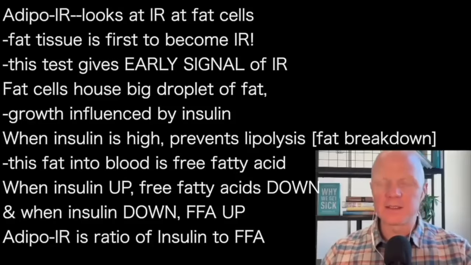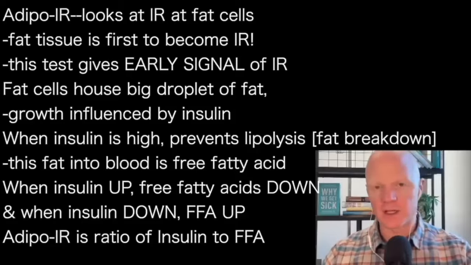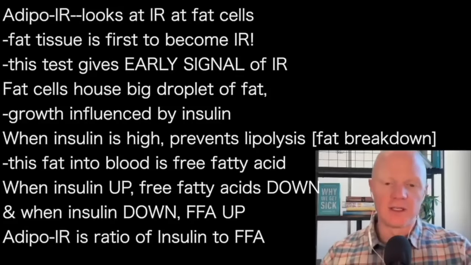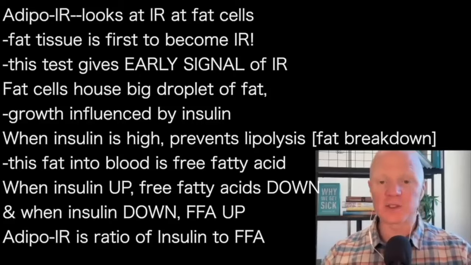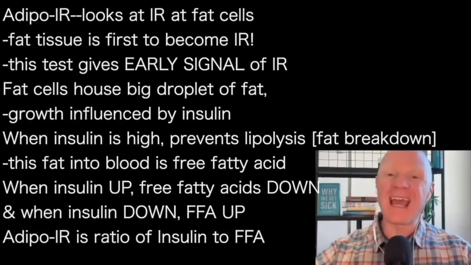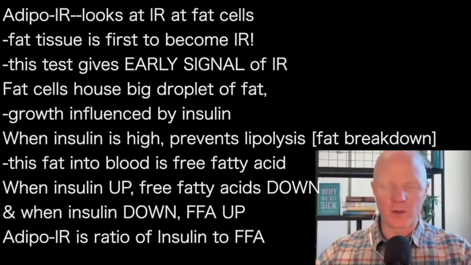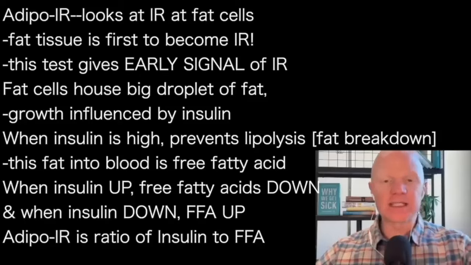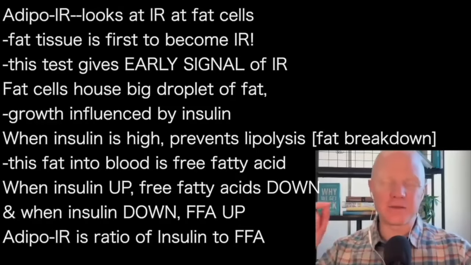Now, the last test that I want to mention, remember, we're framing the conversation of how to fix insulin resistance. But my purpose in having this bit of a prequel tangent is to help you understand where you're at. The last one is my favorite, which is called the Adipo-IR score. Adipo is for adipose, so it's the adipose insulin resistance score. This is a test that is looking at the insulin resistance at the fat cells.